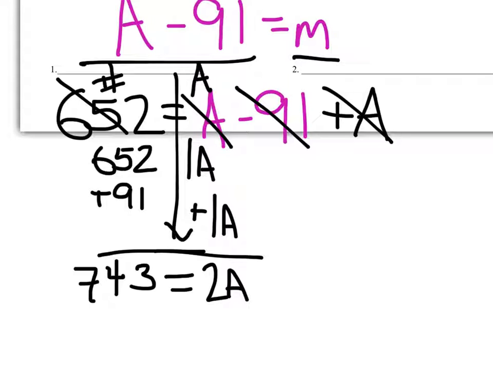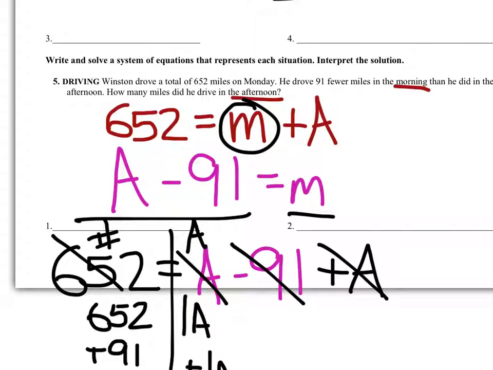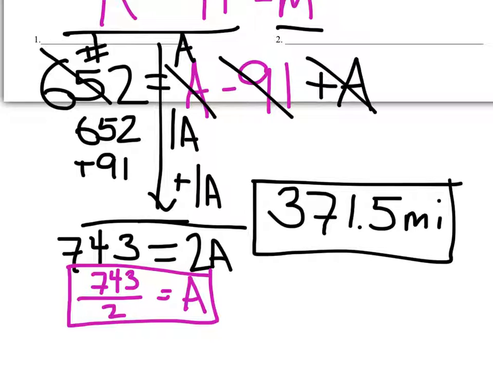All right, well, let's solve this. We're just going to take 743 divided by 2. 743 is odd, 2 is even and prime, so I'm just going to keep it like this. In the afternoon, he drove 743 halves miles. Well, that's what it wanted. It wanted us to figure out a, which is the afternoon, how many miles he drove. So we can write that out. If you want to put this one as a decimal, that'd be fine because it needs a label. So you'd have 371.5 miles. On word problems, if you don't label, it's just wrong.